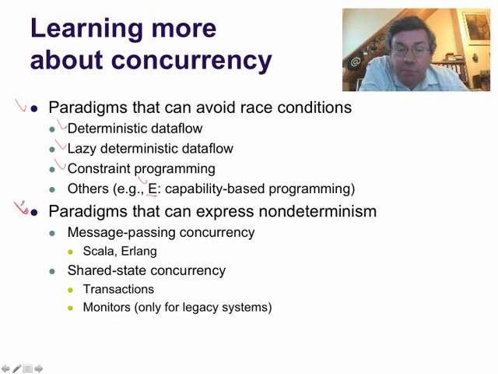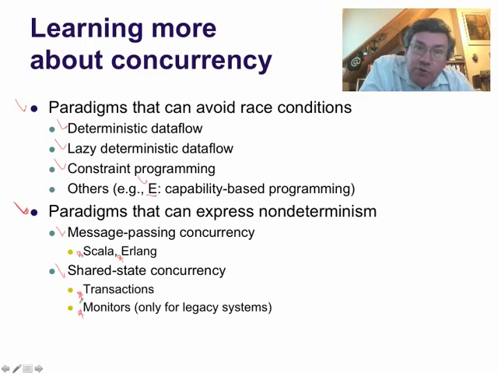On the other side, if you want to express non-determinism, then the up-and-coming model now is message passing concurrency, and the two most successful industrial versions of that are Scala and Erlang, which I suggest you use and look at. For shared state concurrency, the successful view of that is transactions, and all the research going on in distributed transactions in terms of faults, based on things like eventual consistency. How do you marry transactions with distributed properties and so on? That's all very good. There's also the concept of monitors for shared state concurrency. This one I don't recommend for new systems, but if you have legacy systems, you of course have to look at it.